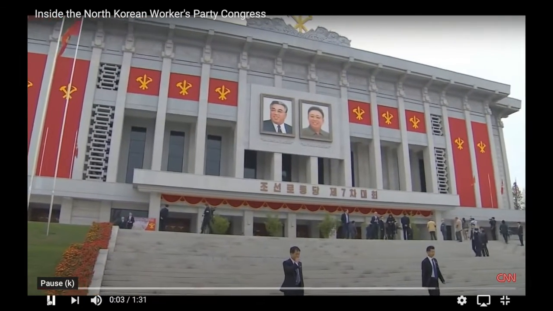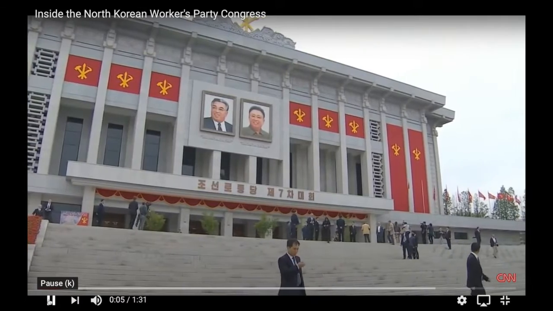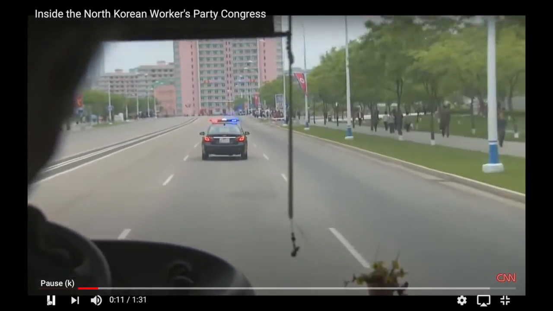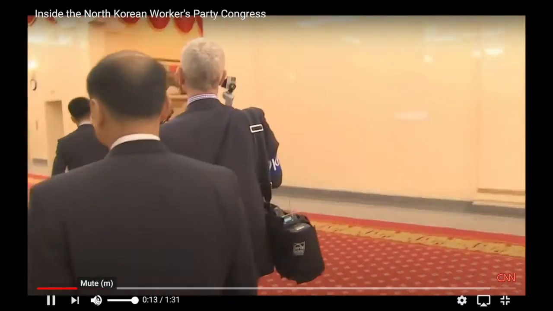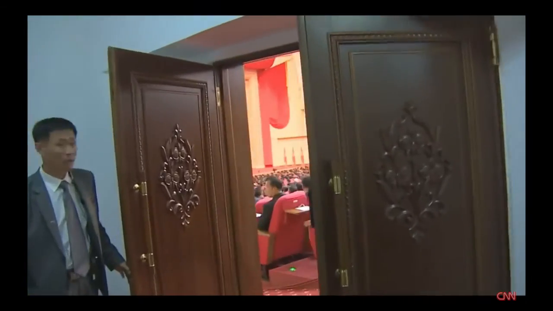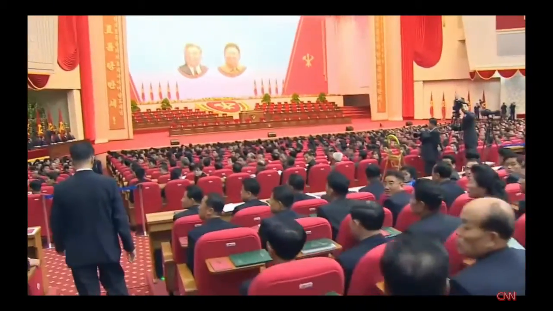This is where the 7th Workers' Party Congress of Korea is being held. We went through about a 90-minute security check before boarding buses. We got a police escort. We walked through very ornate marble hallways into this waiting area, and now we're about to head inside, we believe, to see the closing events of the first Workers' Party Congress in 36 years.